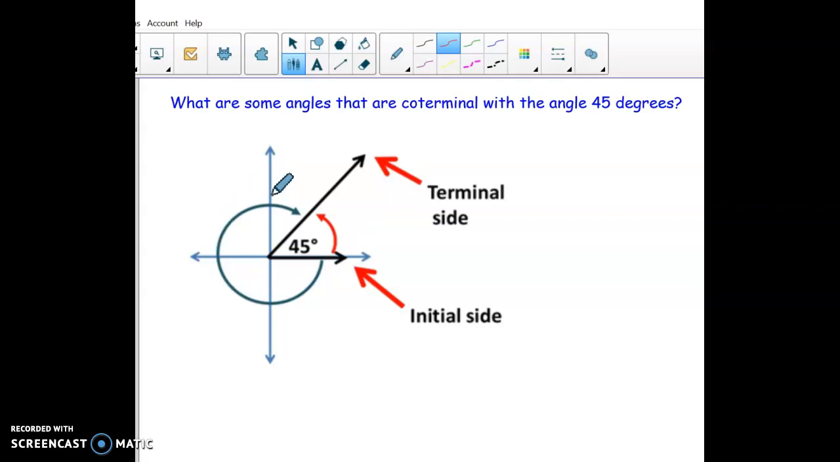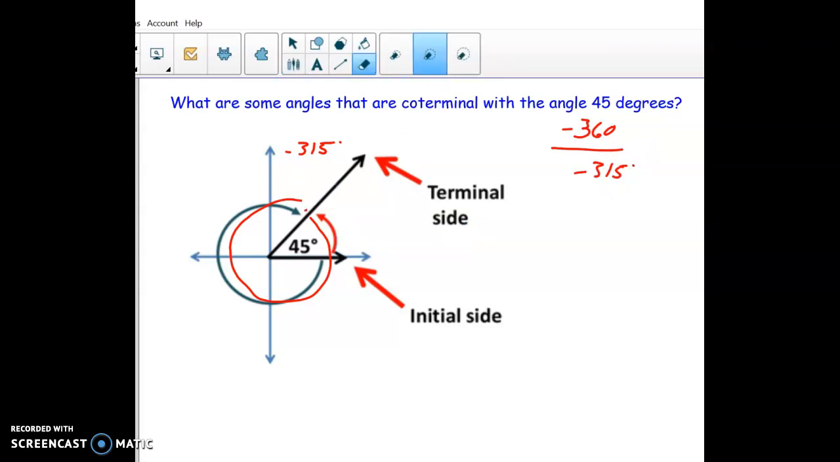Okay, and so you can even see it visually that if I went negative 315 degrees, that would be coterminal. The way you figure it out is, if I'm here and I went around this way, that would be negative 360 degrees. So from the 45 position, if I went negative 360 degrees, I'd be at negative 315. So the thing you do is you add or subtract 360s.